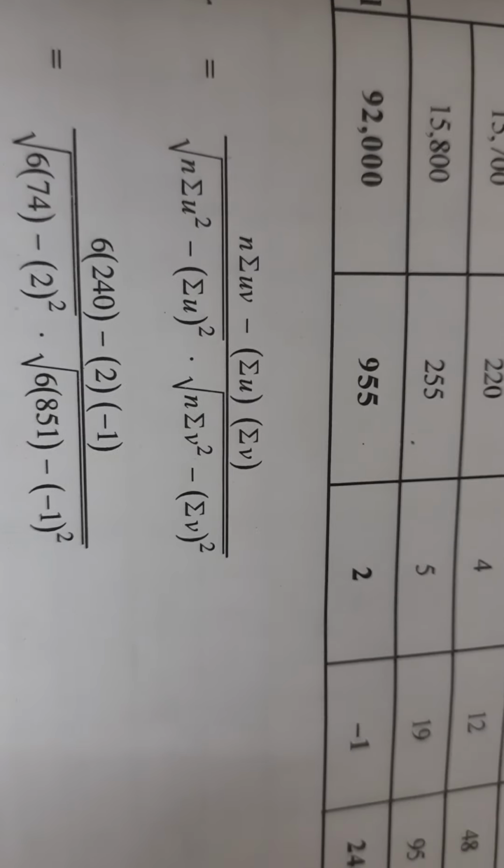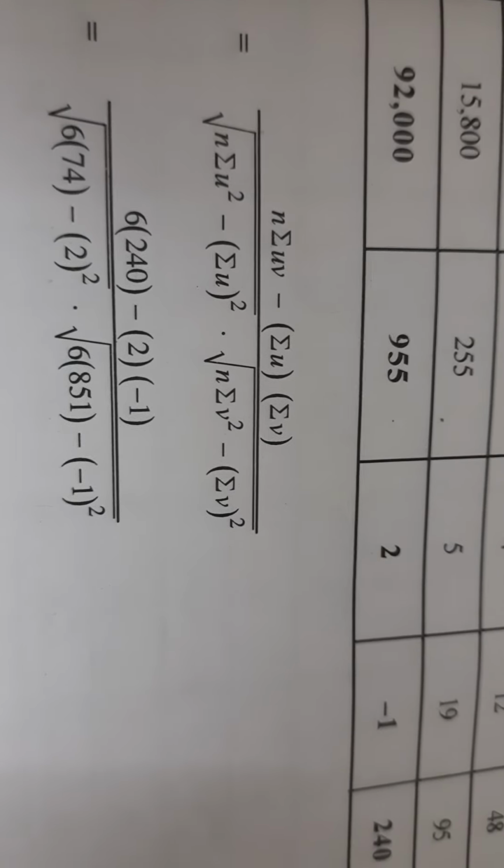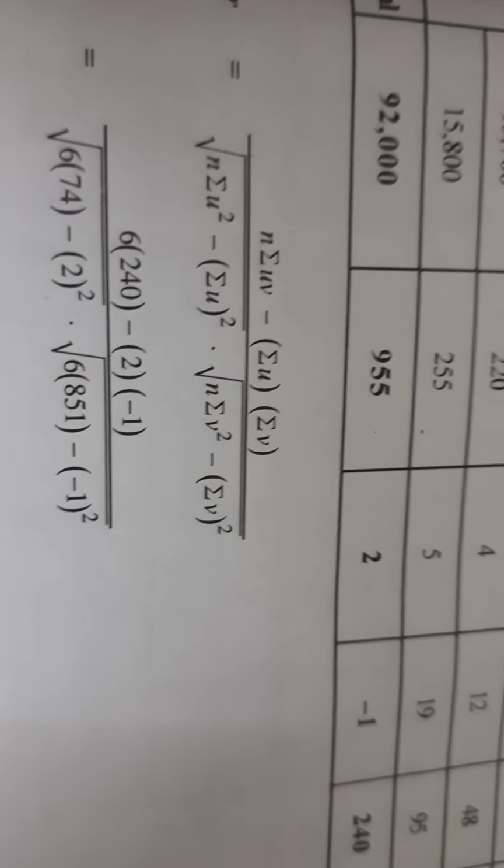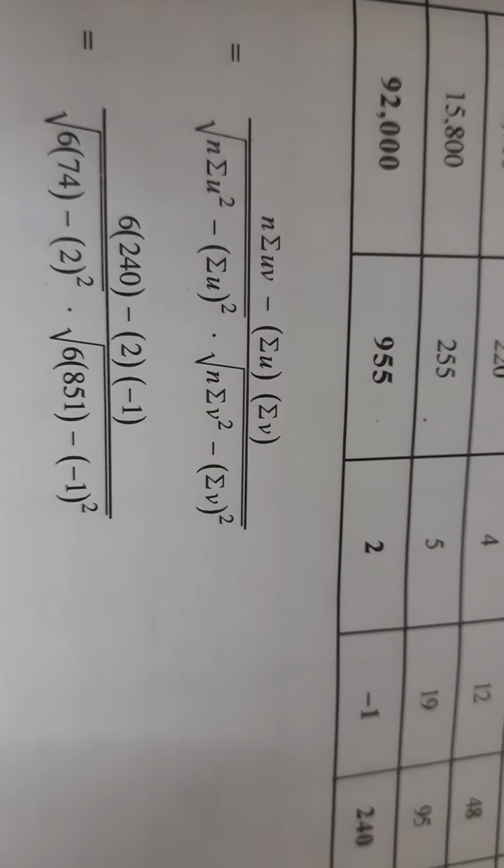Then apply the formula n sigma uv minus sigma u sigma v upon n sigma u squared minus sigma u the whole squared under root into under root n sigma v squared minus sigma v the whole squared. And finally the answer comes to r equals 0.96 approximately. This is very close to 1. Okay, that's how this sum is worked out.